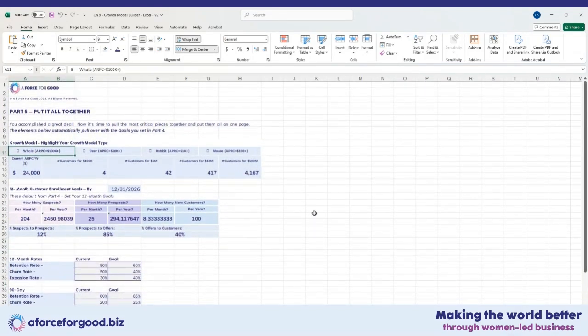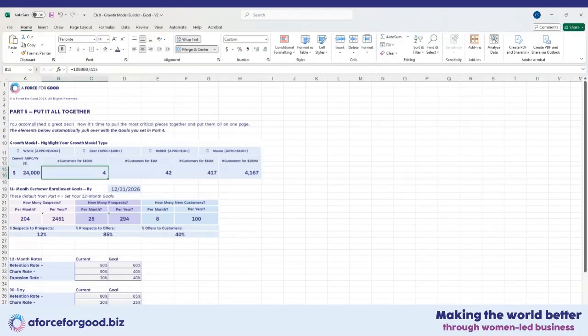Here, you don't have to do anything. This just pulls from everywhere else. The only thing you have to do is select which model you are. But all these other things are going to populate for you. And hopefully this is going to help you see things really, really clearly. You've done the work. Your average revenue per customer is 24,000. This is a key number for you to keep your eyes on all the time.